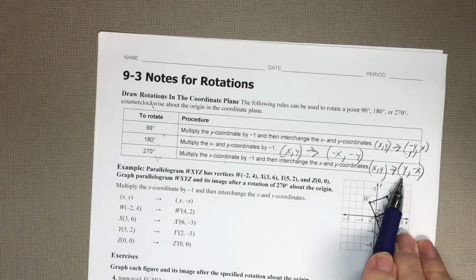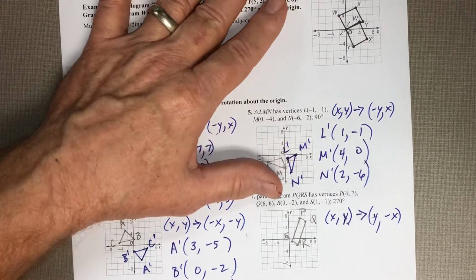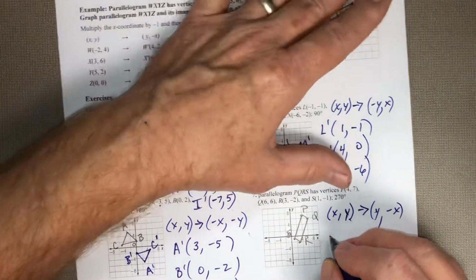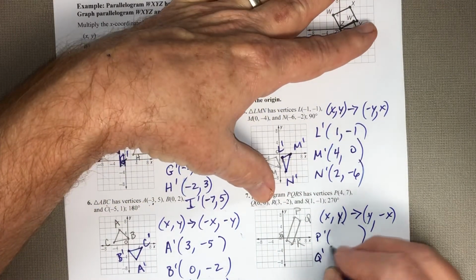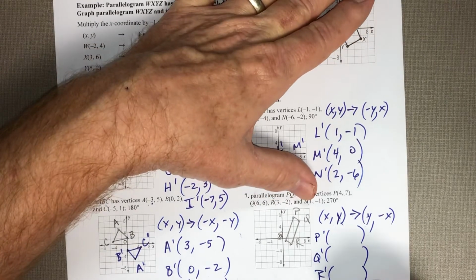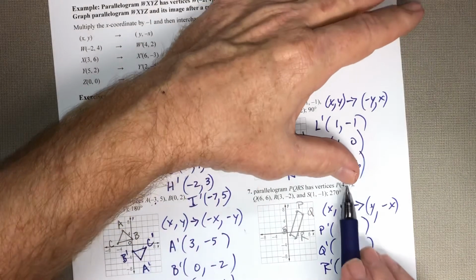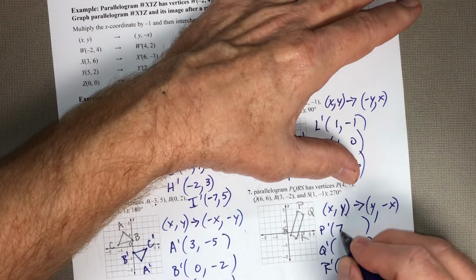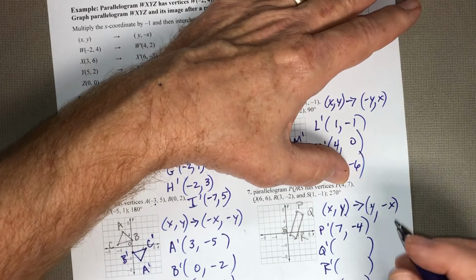That came from right here. That's our rule, our algebraic rule. Okay, and that's a y right there. So I need the coordinates for point P prime. I need coordinates for point Q prime, for R prime, and for S prime. Okay, so the y coordinate will become the x coordinate. So for P prime, 7, and the opposite of the x coordinate becomes the y, so 7, -4.